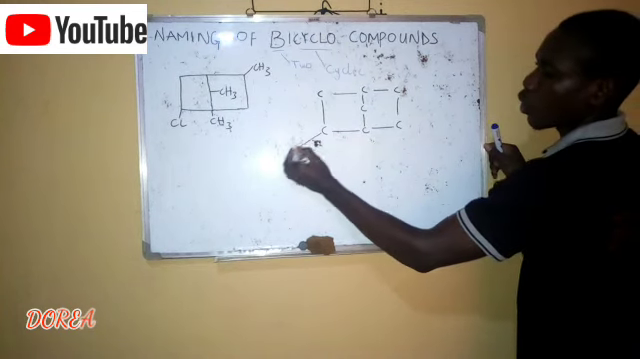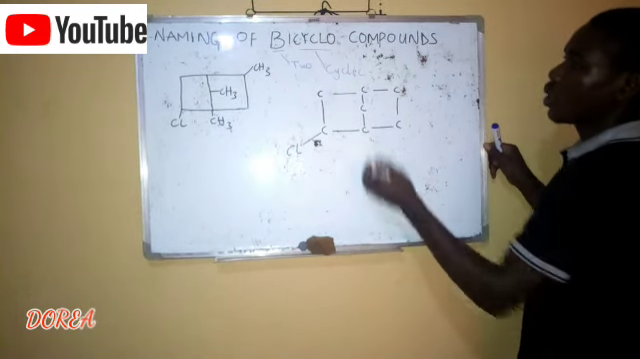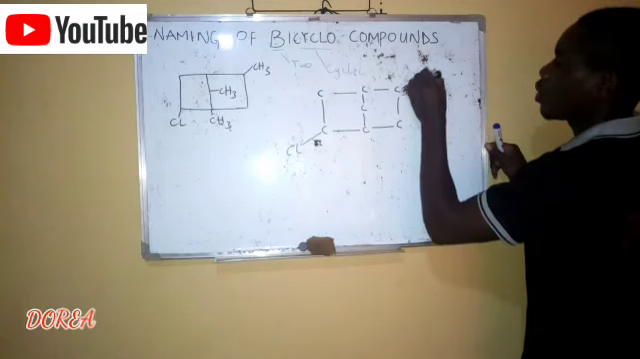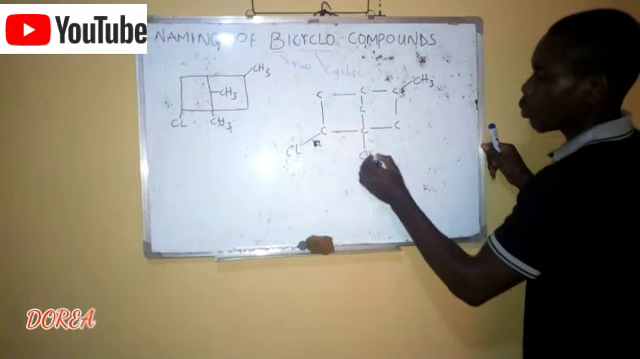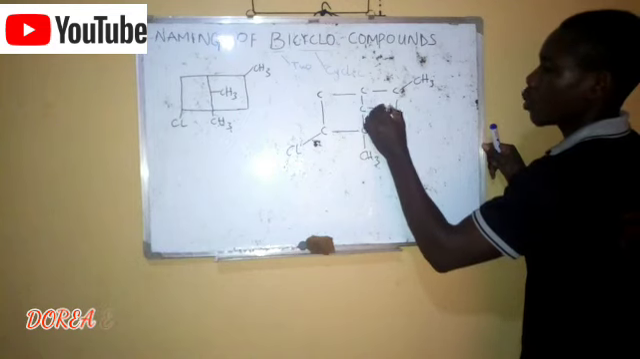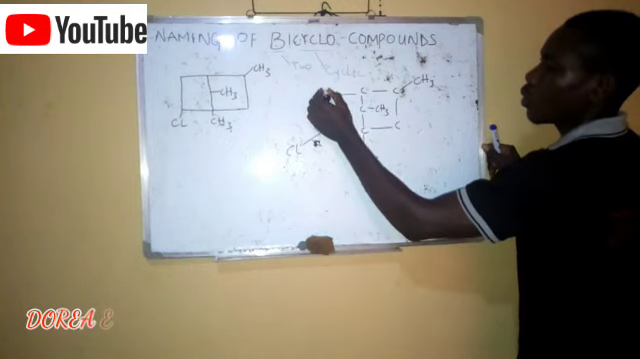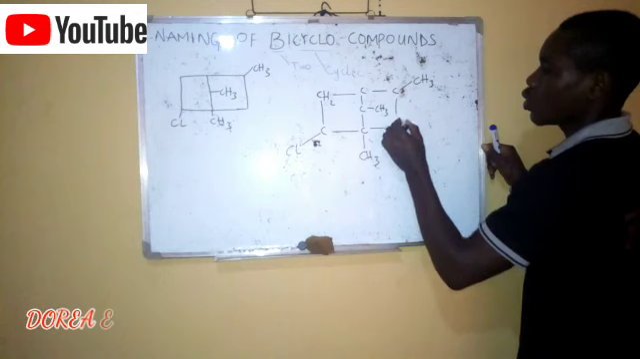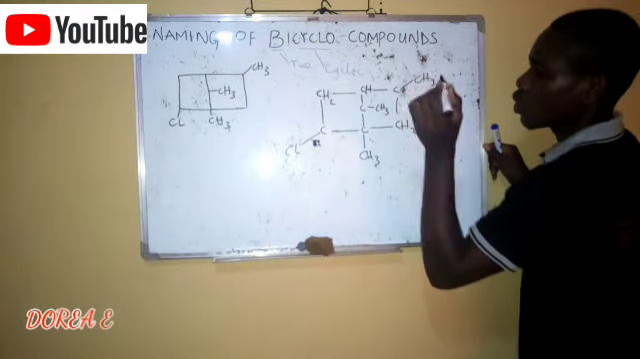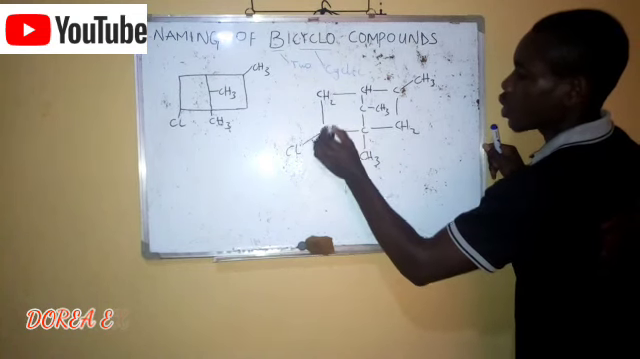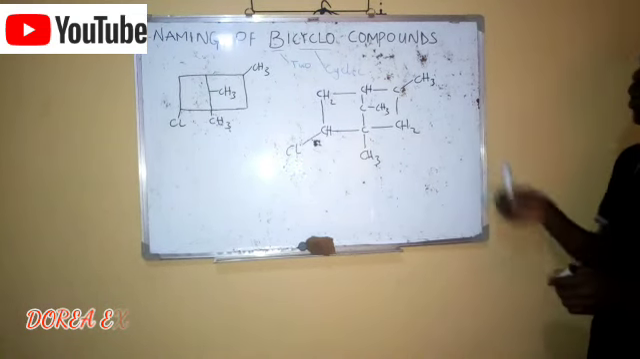And here we have a chloride group attached to this place. Here we have CH3, a methyl group. We have another methyl group here. I have a methyl group here too. So this will now be CH2. This will be CH2. This will be CH. This will be CH. So this is what we have.